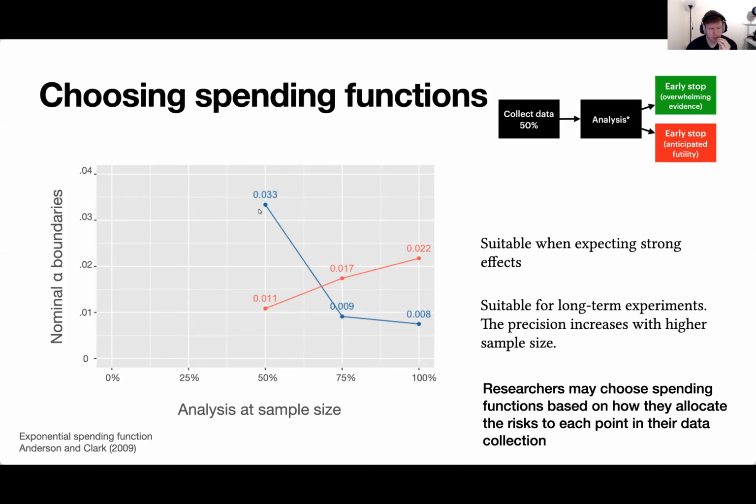However, the blue spending function is more aggressive with a high nominal alpha at the first interim analysis, but it sharply reduces the nominal alpha in the next interim analysis. When the nominal alpha is high in the beginning, there's a greater probability to find significant results at the earlier interim analysis. However, high probability is balanced by stricter criteria in subsequent analyses. I wish to highlight that both choices of spending functions are statistically sound, and therefore when selecting a spending function, researchers can allocate the risk to each point in their data collection.